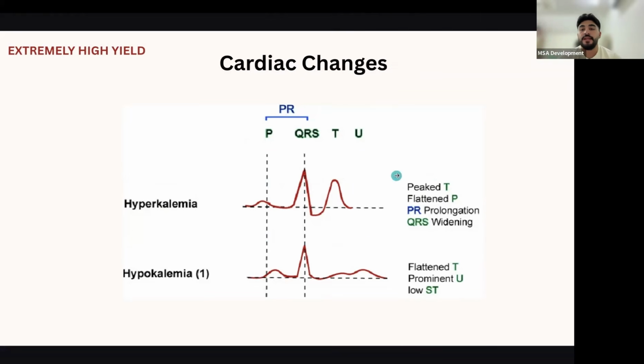So if they tell you that the T wave is peaked, the PR is prolonged, and the base of the QRS is widened, then this is in favor of hyperkalemia. On the other hand, if the T wave is flattened, then that's hypokalemia. I usually just remember the T wave part and the PR. That's it, honestly. I think that's more than enough. So this is how you differentiate hyperkalemia from hypokalemia on an ECG.